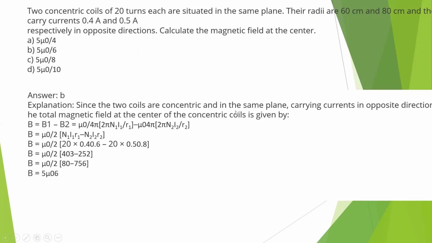Since the coils are concentric and in the same plane, carrying currents in opposite directions, the total magnetic field at the center of the concentric coils is given by B = B1 − B2. You know the basic equation: B1 = μ0/4π × 2π n1 I1 / R1, minus B2 = μ0/4π × 2π n2 I2 / R2, where R is 60 centimeter and 80 centimeter, and the currents are 0.04 and 0.05. So B is μ0/2. Substitute all the values here and you will get 5μ0/6. So our answer will be option B.